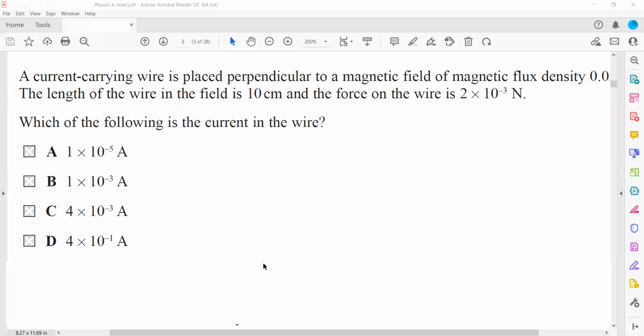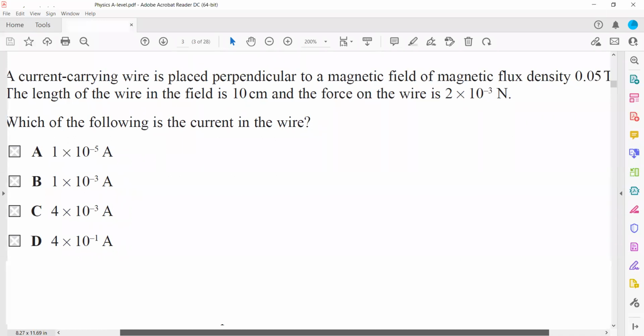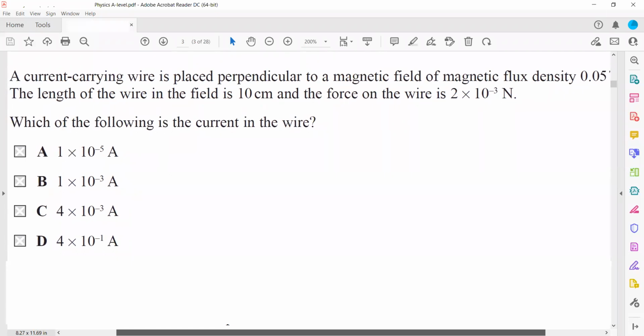So there is a current carrying conductor which is placed in a magnetic field of 0.05 Tesla. That's the strength of the magnetic field, so we have B, which is 0.05 Tesla. The length of the wire L is 10 centimeter. We divide by 100, so 0.1, sorry, 0.1 will be there because it is 0.1 meter.